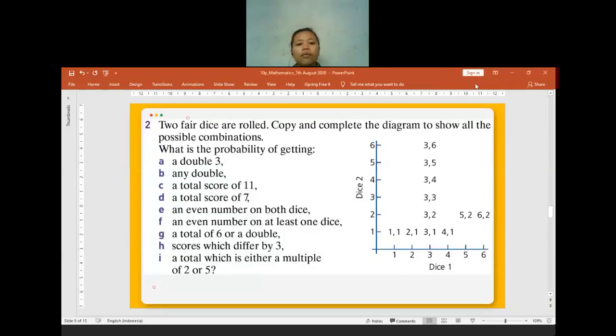For question 2, 2 fire dice are rolled. Copy and complete the diagram to show the possible combinations. Possible combinations is like the way we just did on completing the two-way table of tetrahedral dice. So here, let us complete the diagram first. Anyone want to help me after 4,1? What number will it be?